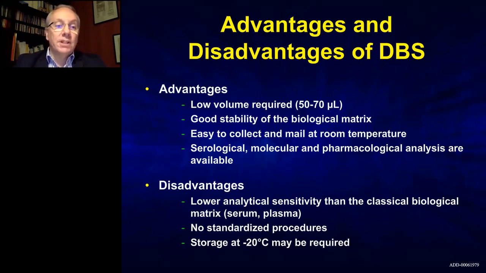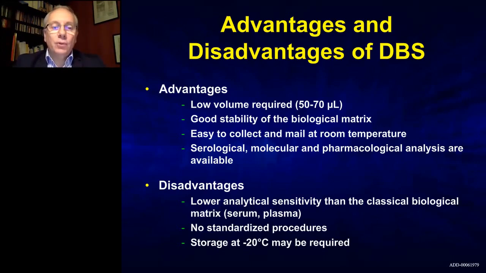The disadvantages, however, are their lower analytical sensitivity than the classical biological matrices, such as serum and plasma, the fact that there are no standardized procedures, and the fact that storage at -20 degrees Celsius may be required if the DBS are not immediately analyzed, and this may impair the quality of the analysis if the DBS are not sent quickly and frozen within a few days after being shipped to the central lab.